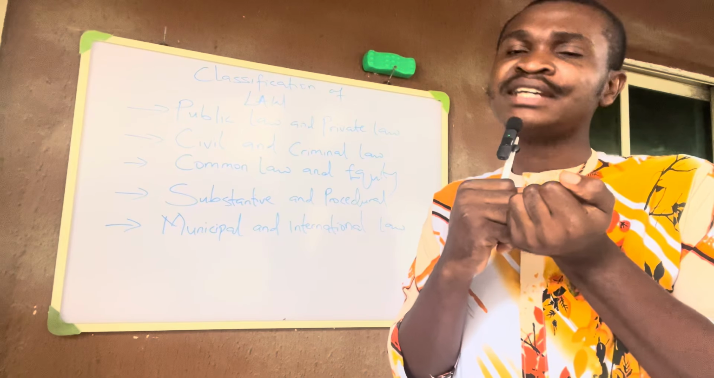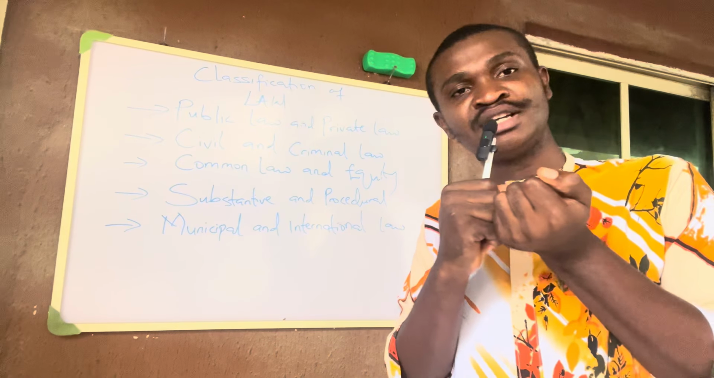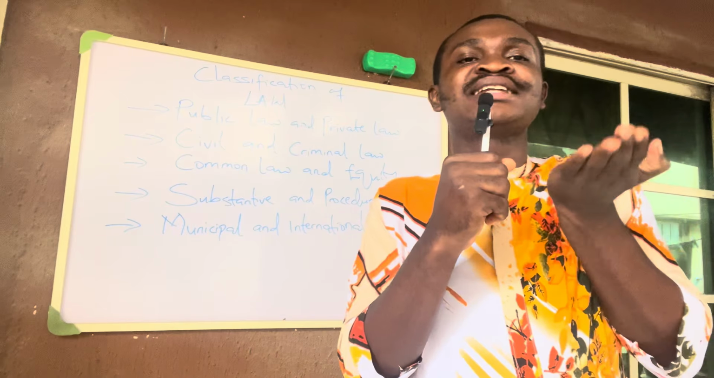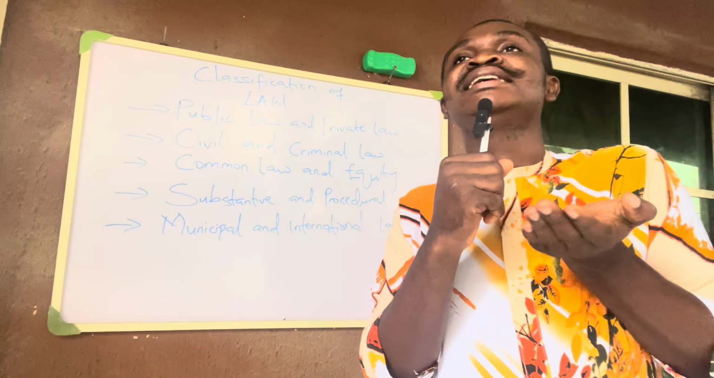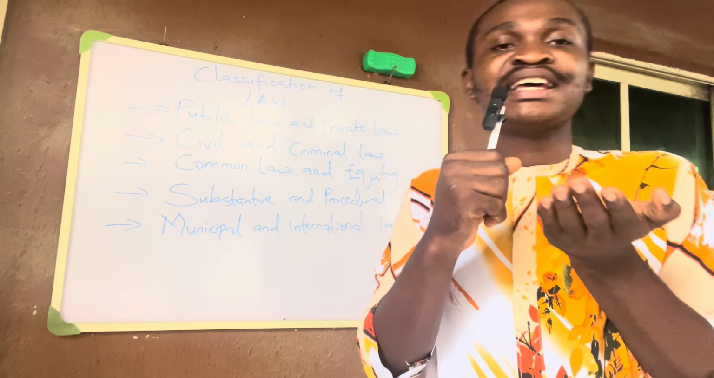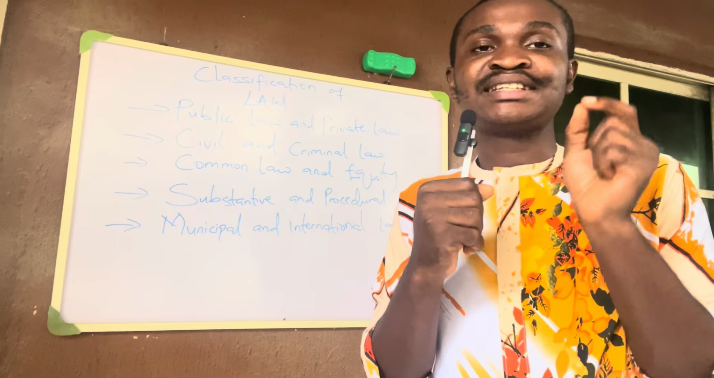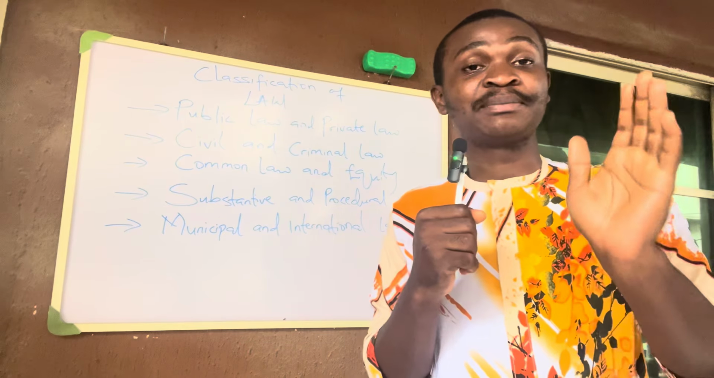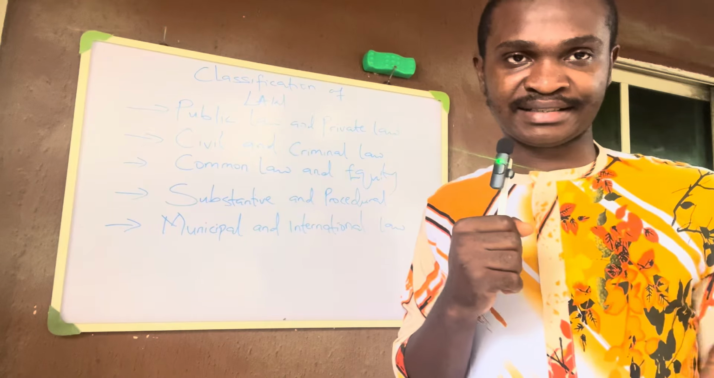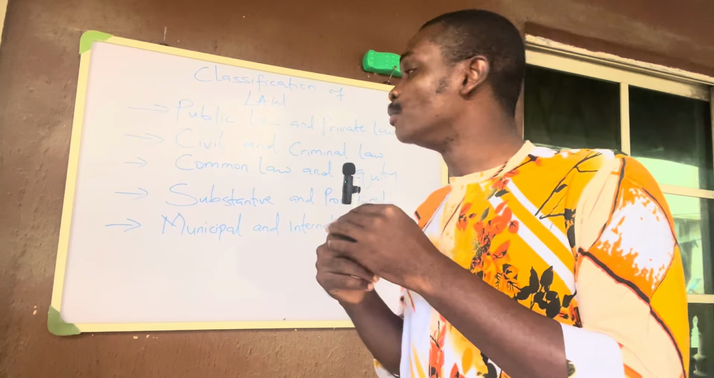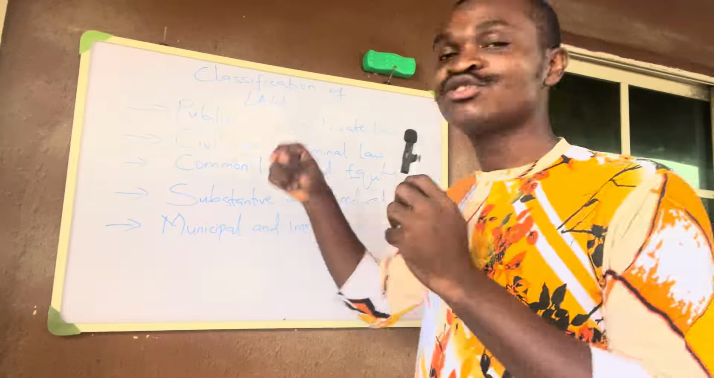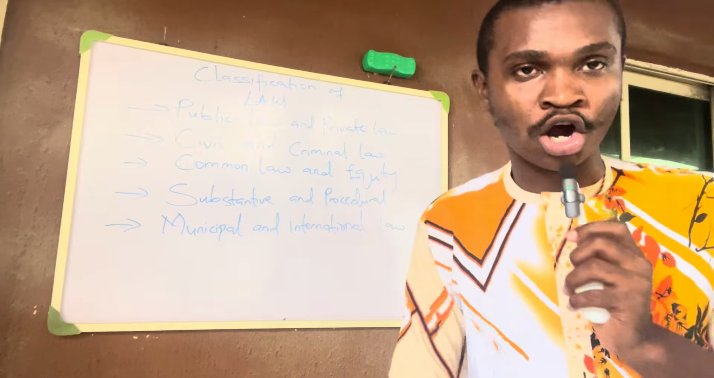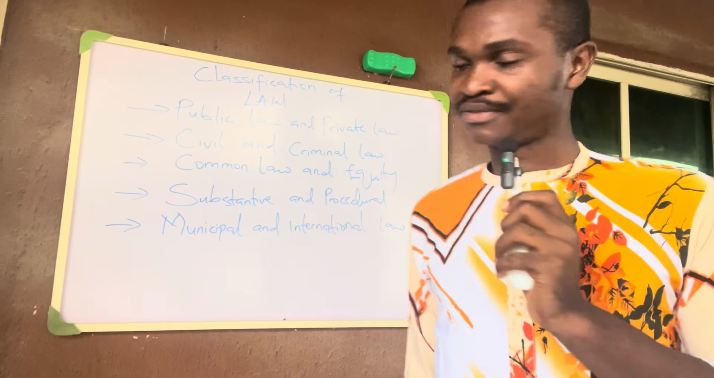And if you bring your evidence and the other person brings his or her own evidence, they will put it in an imaginary scale of justice. And anybody that the weight of the evidence tilts towards, that is the person that the court will give judgment. That is the person you say he has won the case. And that is what we call proving your case on the balance of probabilities or on the preponderance of evidence.